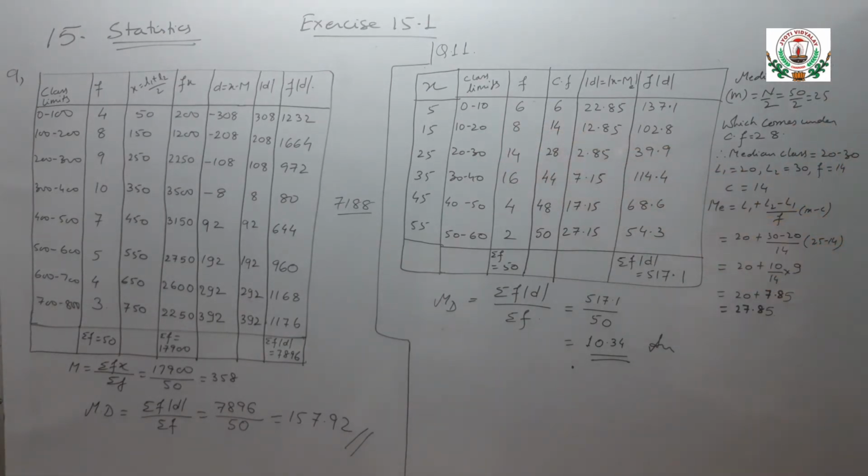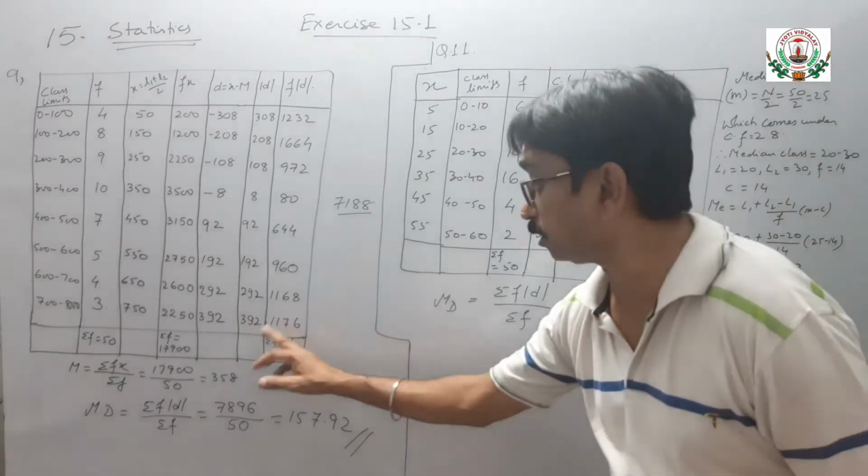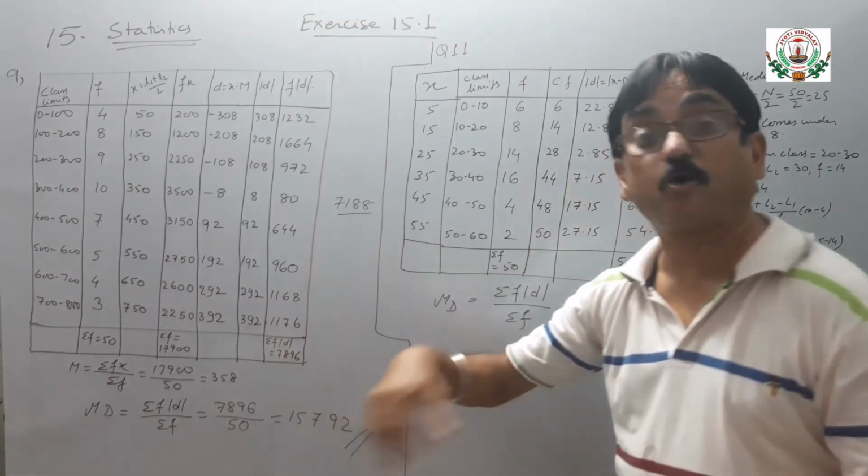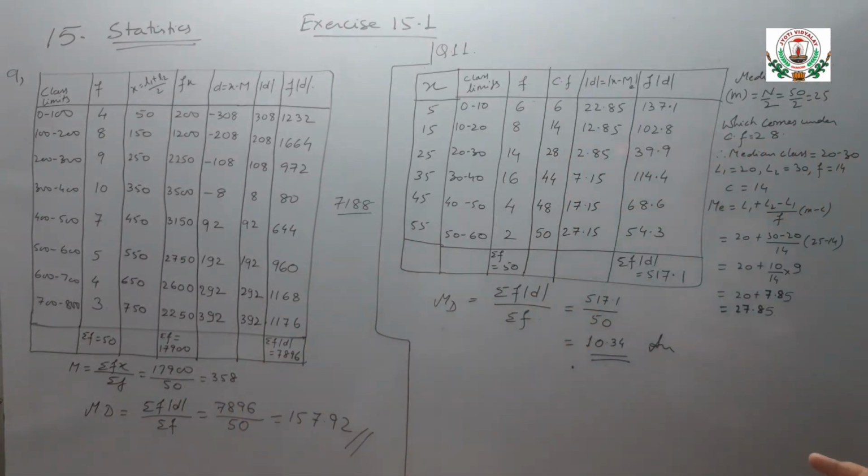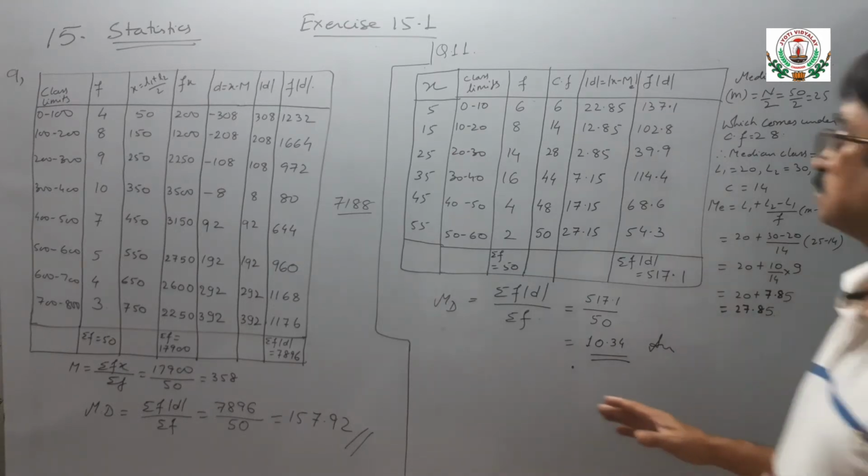So median is given by the formula from the last year I am giving you, L1 plus L2 minus L1 upon f into n minus c. Substitute the values, and now here what we have, in every previous question whatever we have solved, we are getting the whole number as mean or median. It is easy to subtract, but here we are getting a decimal number 27.85. So be careful while subtraction.